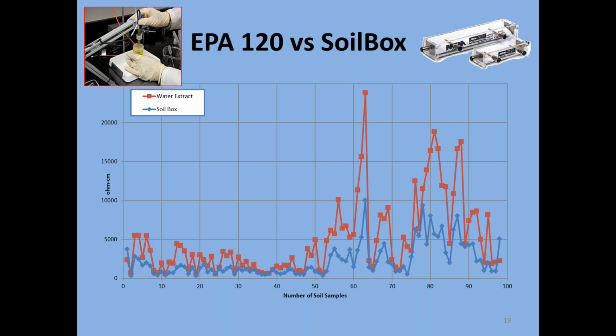So just to show you, we did an experiment in our lab where we were comparing our soil box methods and that EPA 120 method. And the results were all over the place. I mean, there were differences of 3,000 ohm centimeter and sometimes much greater. I mean, 10,000 ohm centimeter. There's a lot of differences there. So if you're going to be getting results from other laboratories about your soil resistivity, make sure they actually use the soil box method, not this EPA 120 method.